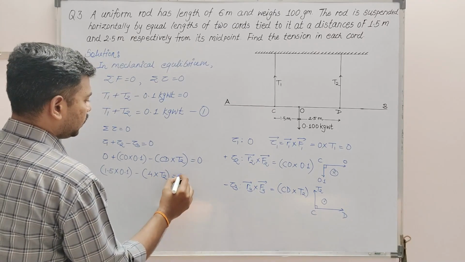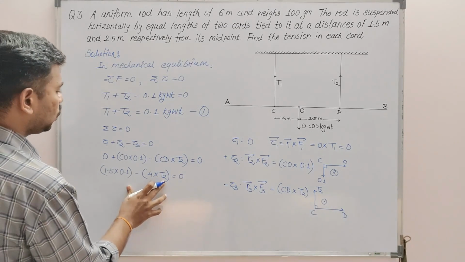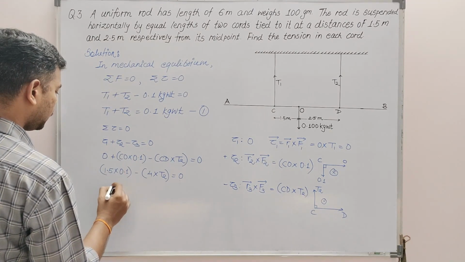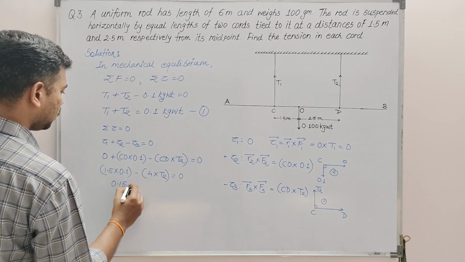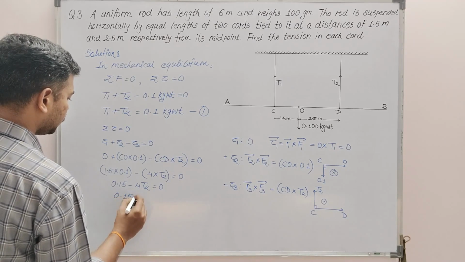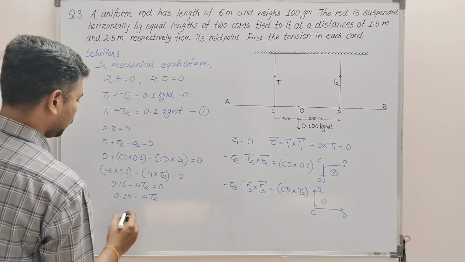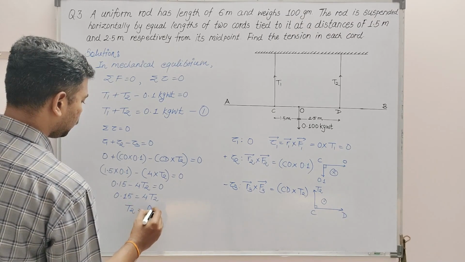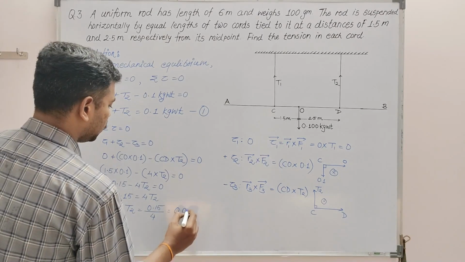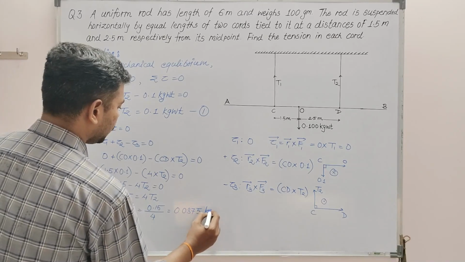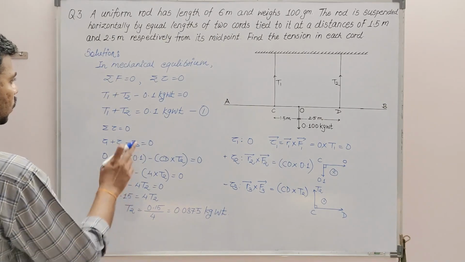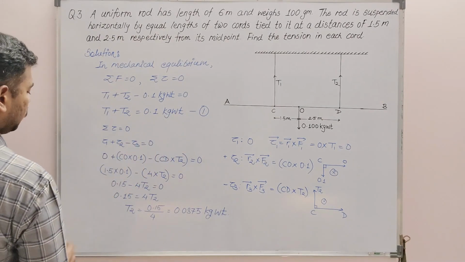T2 is the only unknown in this equation, so we can find it. 1.5 times 0.1 is 0.15, so 0.15 minus 4 T2 is equal to 0. So 0.15 is equal to 4 T2. Hence T2 is equal to 0.15 upon 4, which is 0.0375 kgWt. This is T2. We are going to substitute it in equation 1 to get T1.